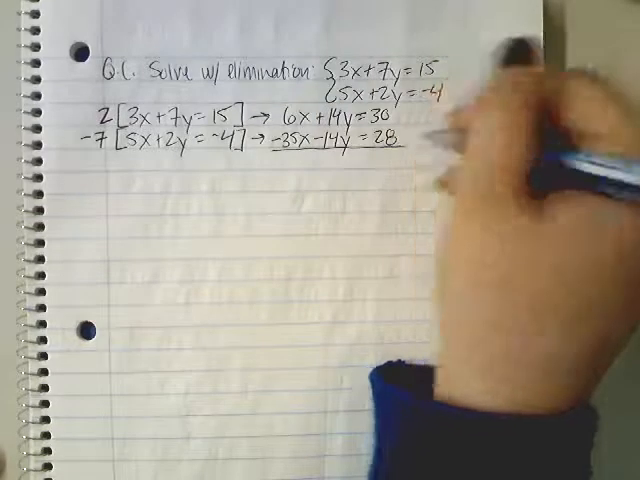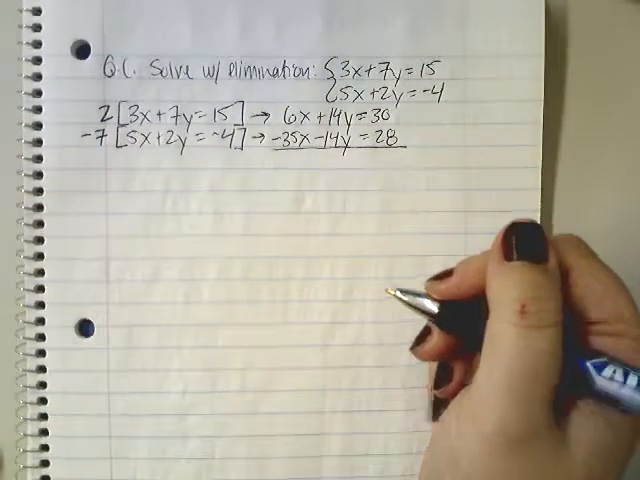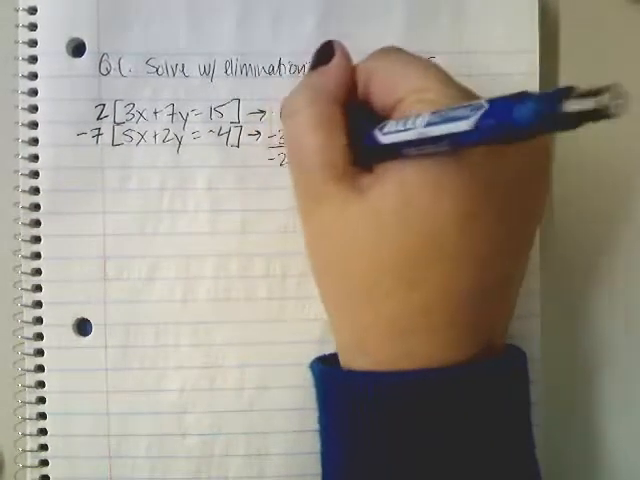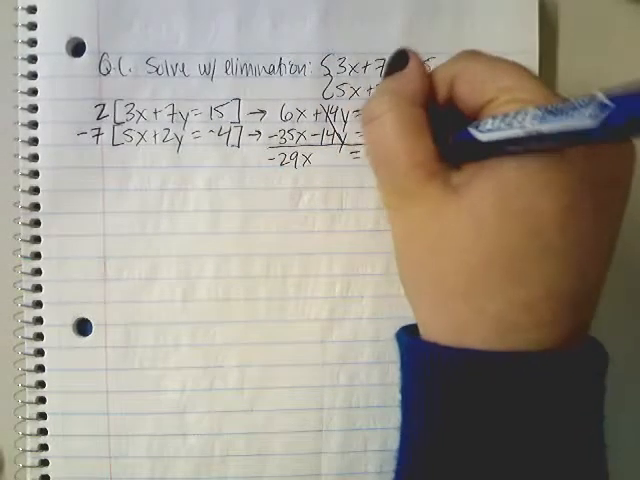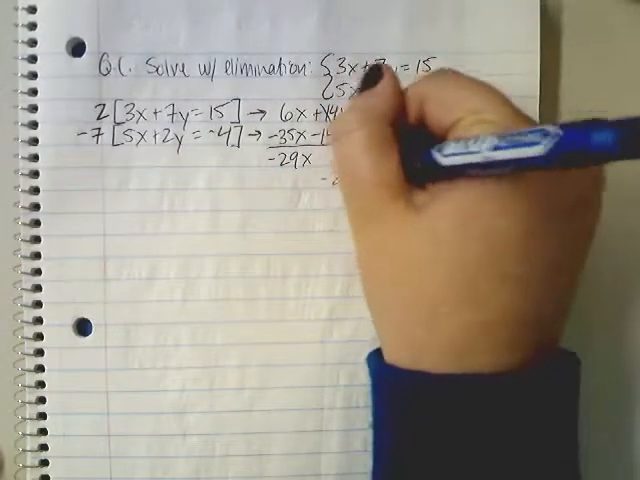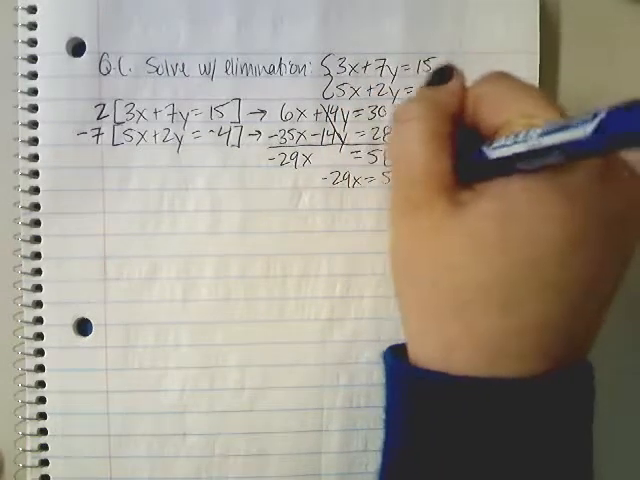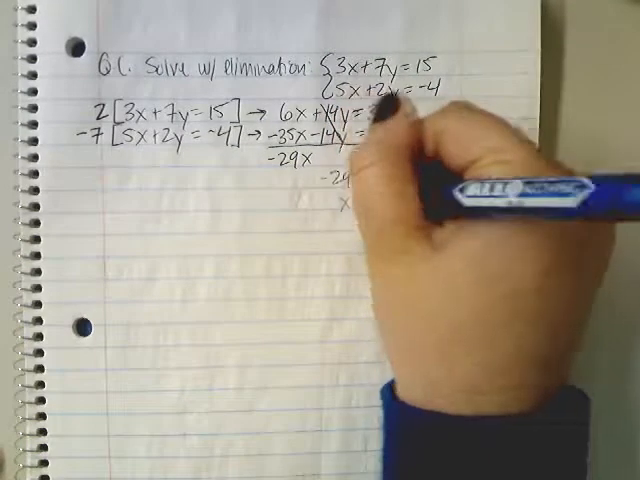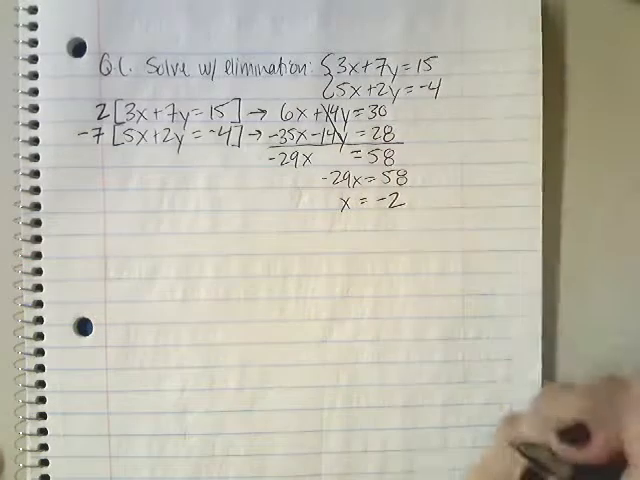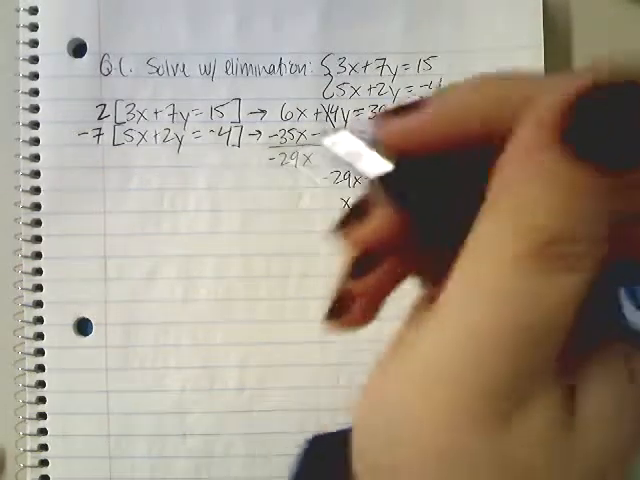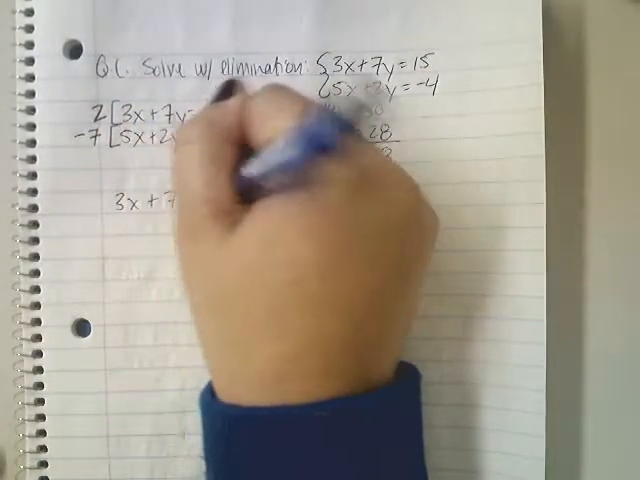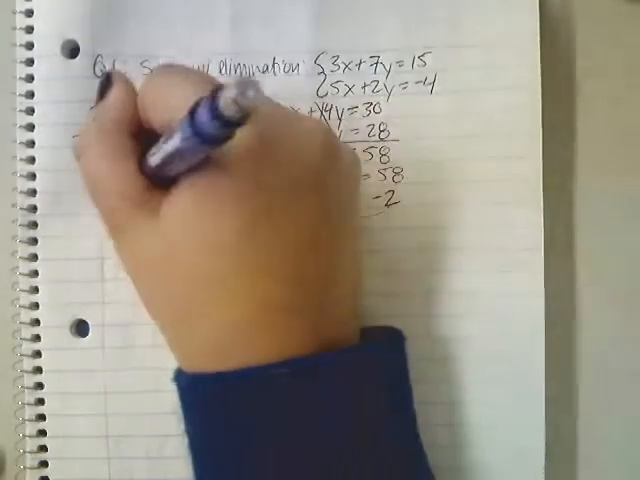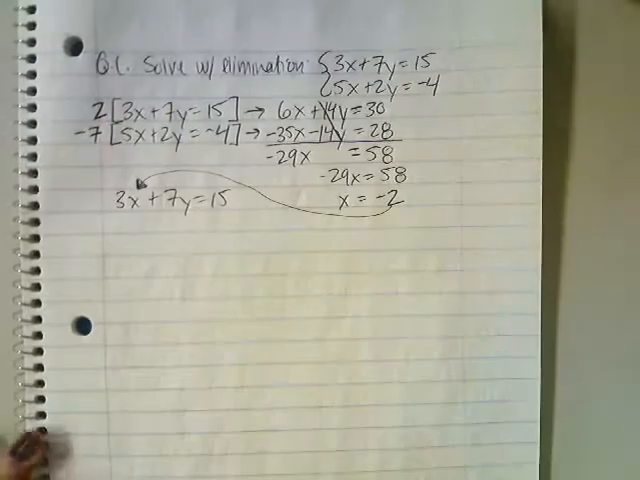Now I'm adding straight down, and I get -29x. The 14y's cancel out, and that equals 58. So -29x equals 58. If I divide by 29, I get x is equal to -2. Now I'm going to substitute that back into one of my original equations. So I'm going to use 3x plus 7y equals 15. I'm going to plug that back in for x over there.